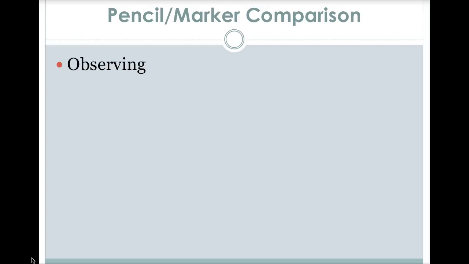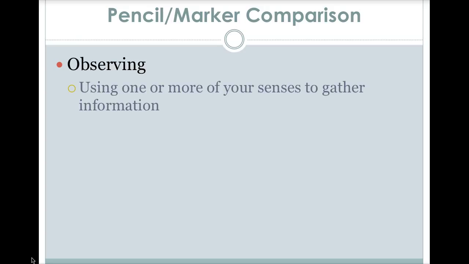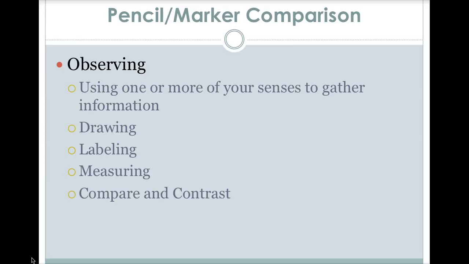Observing, something we're going to do many times in class, and just a simple definition is anytime you use one or more of your senses to gather information, you're going to observe. And we're going to do this in a lot of different ways. We're going to draw our observations. We want to label all those drawings because we're observing exactly what we see. Measurements, a lot of measuring, certainly here early. We're going to do some practice with our measurements, and we're going to measure in the metric system. And you're going to compare and contrast, and you're going to use a box and T-chart to do that.